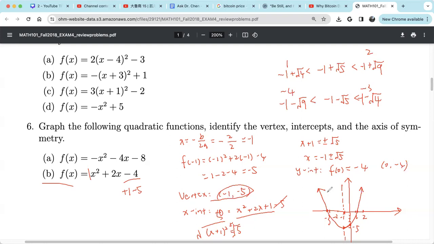Okay, that's the graph of B. So this slide is for 4, 5, 6, graphing quadratic functions.